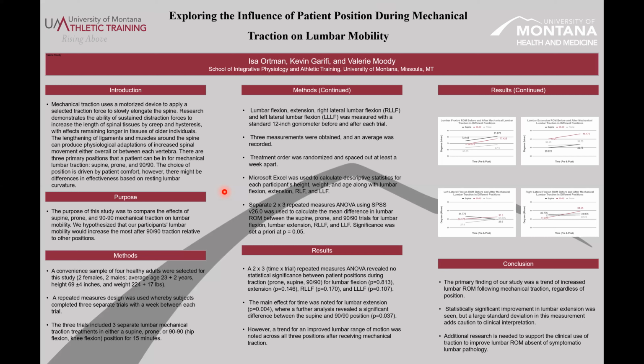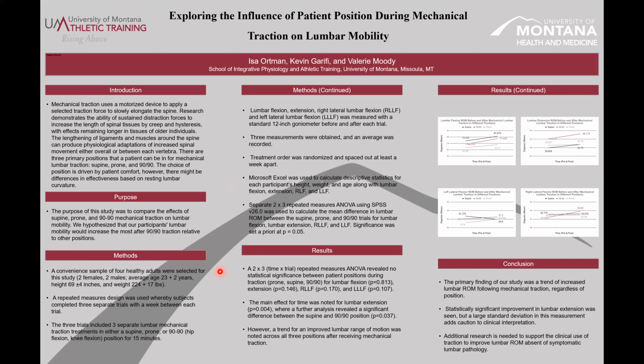from mechanical lumbar traction. However, the gap in the literature is that we did not find any research on traction and lumbar mobility specifically. The purpose of our research is to compare the effects of supine, prone, and 90-90 mechanical traction on lumbar mobility. Our hypothesis was that our participants' lumbar mobility would increase the most after 90-90 traction.